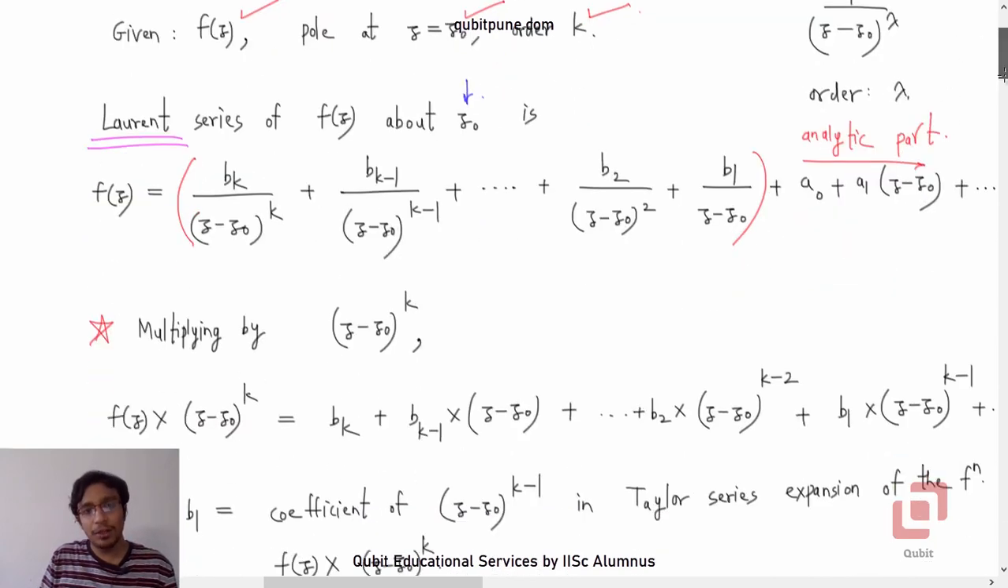Now if you remember the procedure, there we multiplied by (z minus z naught) because it was a pole of order 1. Now we are multiplying by (z minus z naught) to the power k because this is a pole of order k, but we are not taking the limits. The reason will become clear very soon. If we multiply both sides by (z minus z naught) to the power k, we get f of z into (z minus z naught) to the power k equal to bk plus bk minus 1 into (z minus z naught), and so on. Every term will acquire an additional kth power of (z minus z naught).